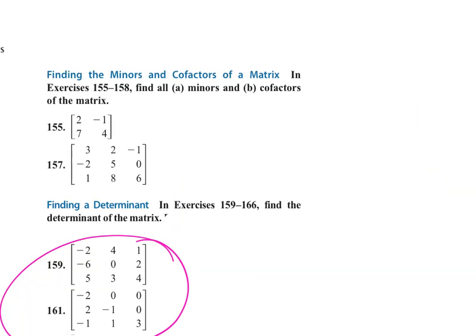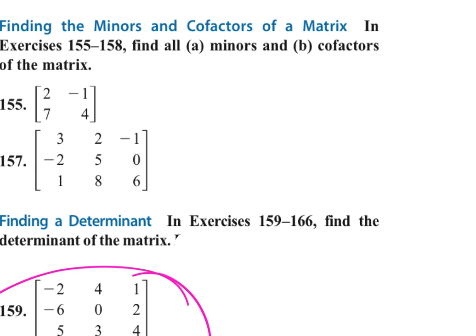All right, 155, minors and cofactors. With a 2 by 2, they're really just switching positions. For the minor, you cross through the row and the column that the name of the cell is. This is row 1, column 1, so this would be 4. Then I cross through row 1, column 2. It's 7. Then row 2, column 1, and that's -1. And then row 2, column 2, and that's 2. So those are the minors.